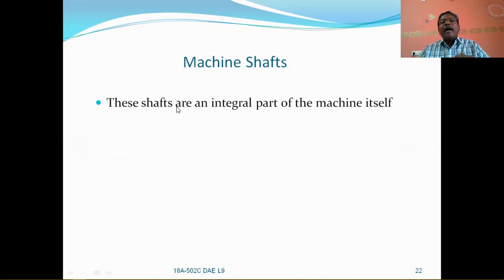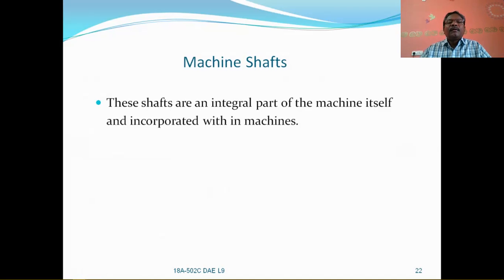These shafts are an integral part of the machine itself. As we have discussed about the spindle, the best examples for machine shafts are the spindle and also the crankshaft, incorporated within the machine itself. If you see IC engines, we have the crankshaft which receives direct power from the source itself. That means it is also placed within the machine itself. In case of a lathe machine also, the spindle is mounted within the machine itself.